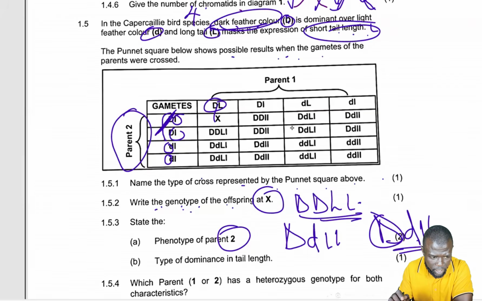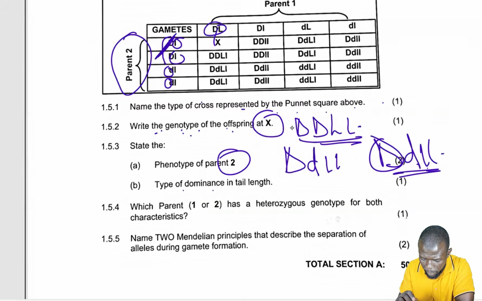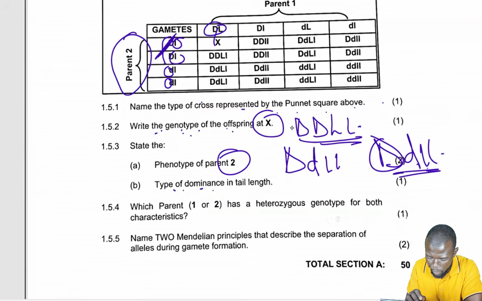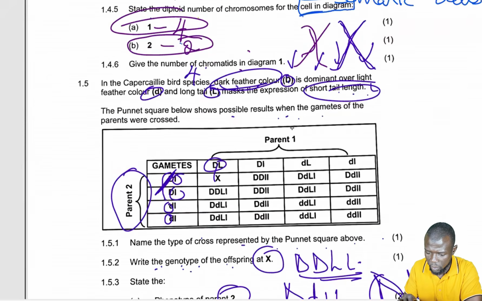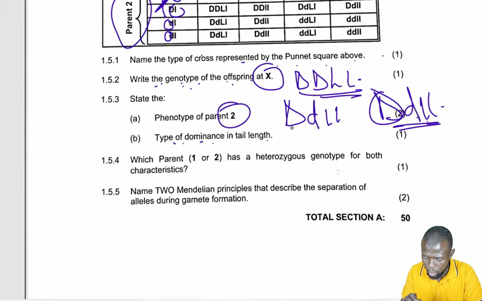Then they are saying the type of dominance in tail length, with tail length one is completely dominant over the other. So it means that it is complete dominance. So there I'll go with complete dominance.